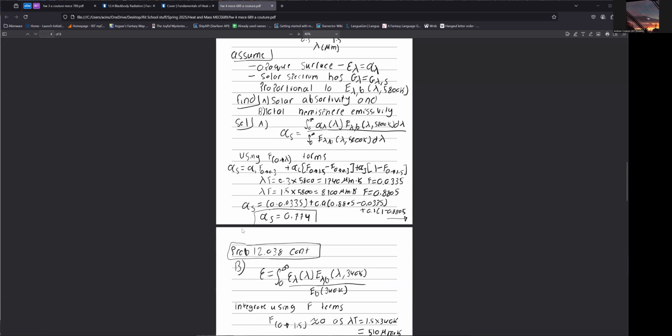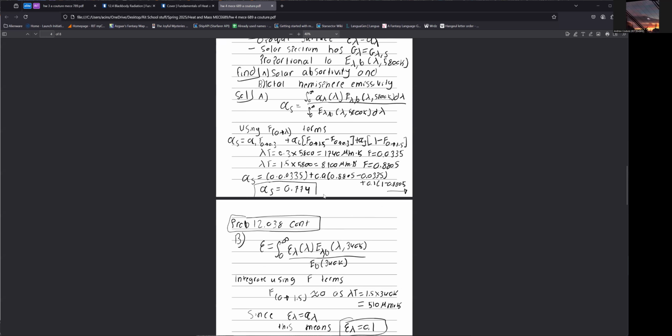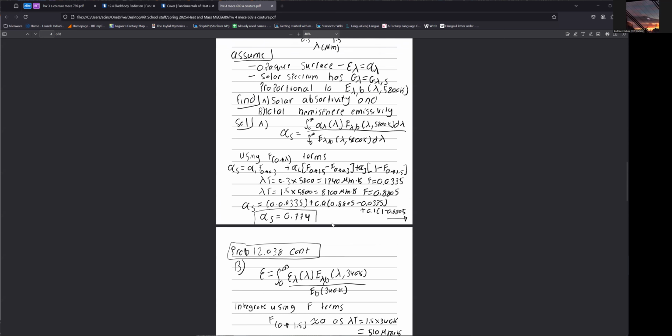Now it's simply plugging in the numbers. Because the value of alpha 1 is 0, that doesn't matter. So you're basically just subtracting 0.0335 from 0.88, and multiplying it by 0.9, which again is the alpha of the spectra. And then adding the other value, 1 minus 0.885, which gives you an absorptivity of 0.774.